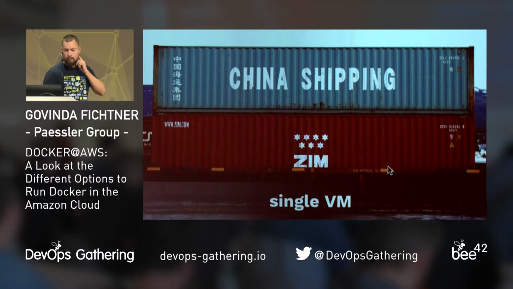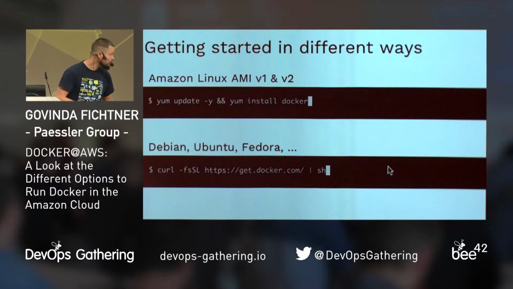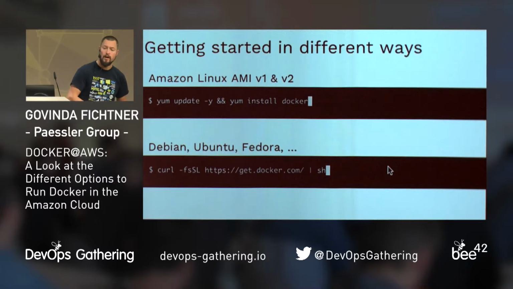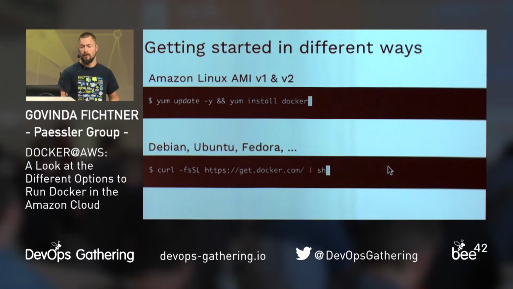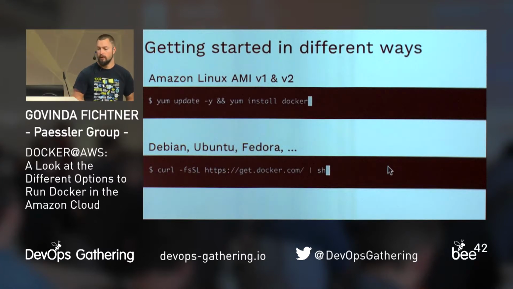The simplest use case for Docker is basically running it on a single virtual machine. On a single virtual machine, you are able to at least run some containers. To get started, you could, for instance, just use a so-called Amazon Linux AMI. There are 2 versions, 1 and 2, and you can just spin a virtual machine up and install Docker on it with a yum update and then yum install docker. If you have any other kind of operating system, it's pretty easy too. You could use, for instance, this curl command, which basically sets up a Docker repository for your operating system and then installs Docker.